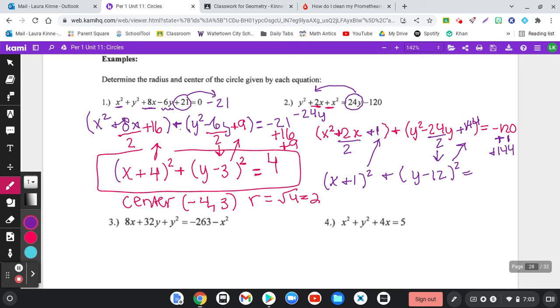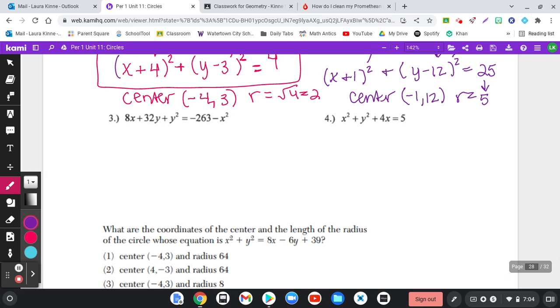And when we add all these numbers together, negative 120 plus 1 plus 144, it's going to give you 25. So your center, remember, change the signs, negative 1, positive 12. And then your radius would be the square root of 25, which would be 5.